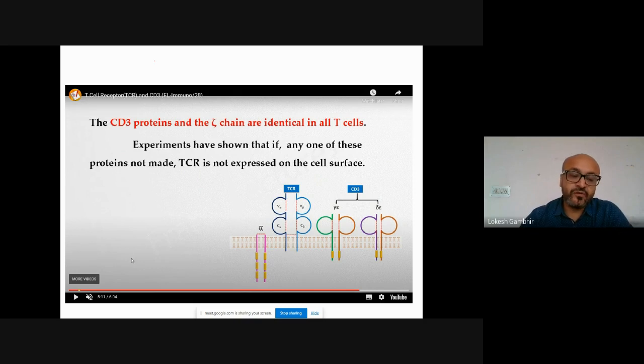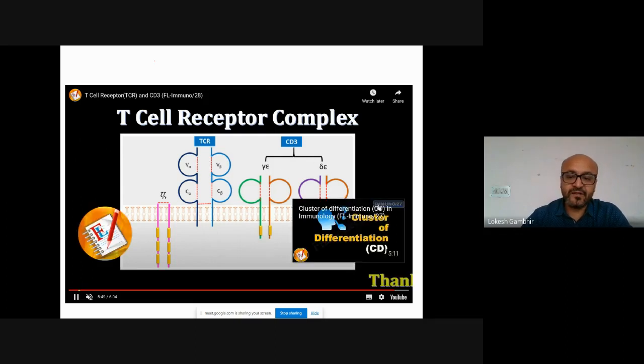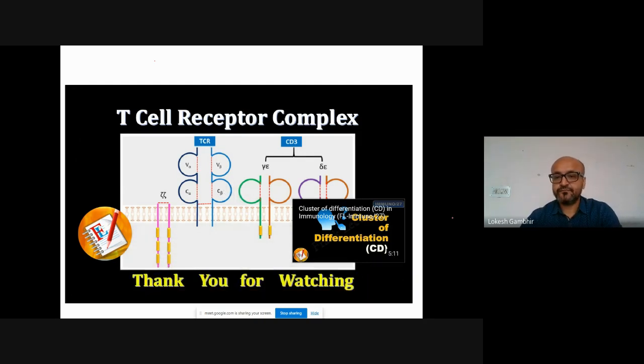These four are constantly, conservatively present in all the types of T cells. The difference is only on the basis of the T cell receptor. And this complete part cumulatively is called the T cell receptor complex. This is a T cell receptor, and the complete complex is made up of the CD3 molecule and a pair of zeta chains. That is the part that we wanted to have a very clear understanding of.